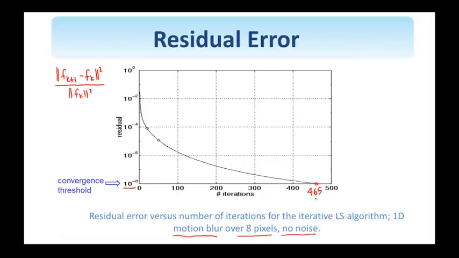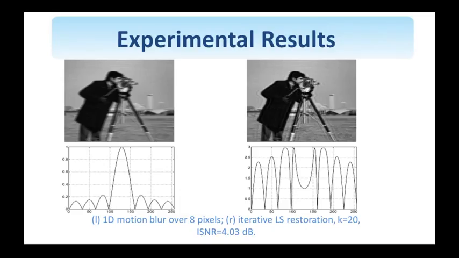So we do want to look at this point of convergence, but also at these two earlier points, after 20 and after 50 iterations. So let's see how the restoration looks after 20, 50, and 465 iterations. We see here the familiar motion blurred image over 8 pixels horizontally. No noise has been added. This is a slice of the magnitude of the frequency response of the degradation system. It's a rectified sinc function, and this slice depends only on one frequency. It's independent of the other one.